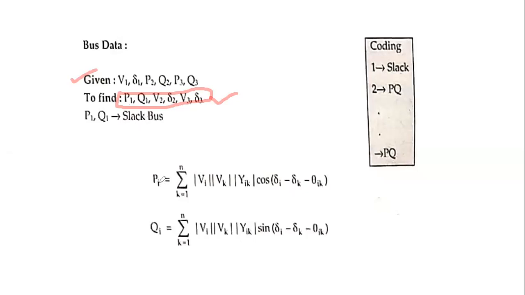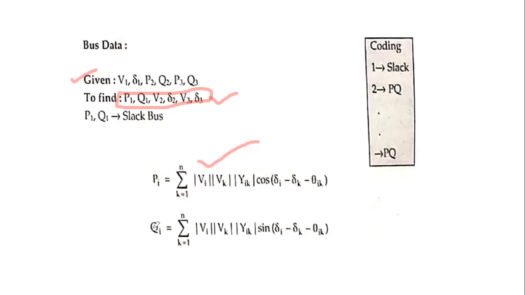Therefore, the formula is Pi equals sigma k equals 1 to n of Vi Vk Yik cos(delta i minus delta k minus theta ik). This is the fixed formula for P and Q; for active power and reactive power we have fixed formulas.